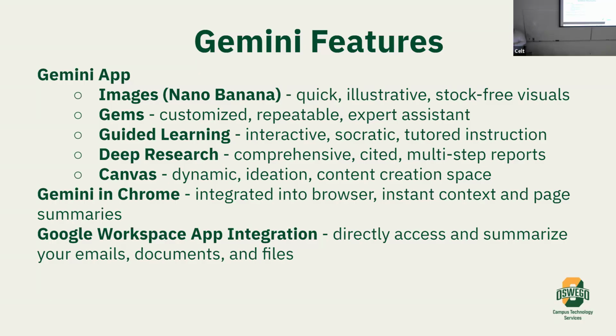Canvas is a side-by-side workspace that lets you write and edit documents directly alongside Gemini rather than chatting back and forth. And then Gemini, that is now built in Chrome, it'll read and directly summarize specific web pages or tabs you have open. It'll ask questions about what you're reading. So you can do things like summarizing articles, compare these products without ever having to leave the page.